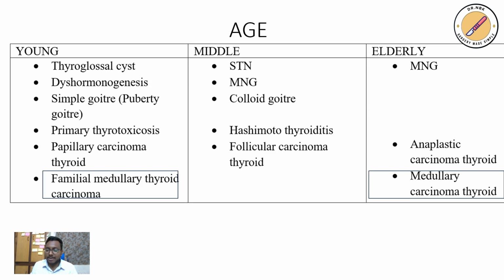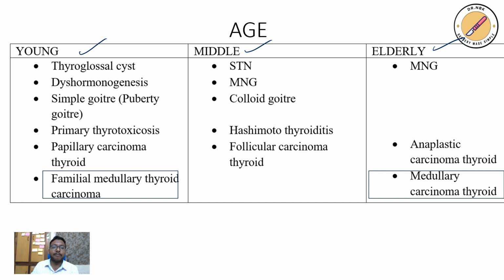The first one is patient details: name, age, gender, occupation, address. The first one is age. How is age important in a case of goiter? Whenever you are studying any particular case, you can divide it into three headings: younger age group, middle age group, then elderly.